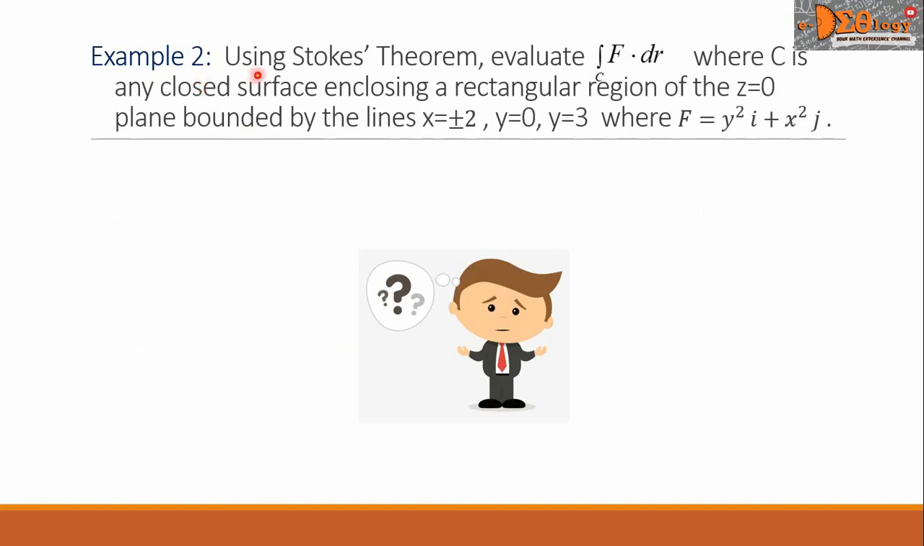Example 2, using Stokes' theorem, evaluate the line integral over C of F dot dr, where C is any closed surface enclosing a rectangular region of the z equals 0 plane, bounded by the lines x equals plus or minus 2, y equals 0, y equals 3, where vector F equals y squared i plus x squared j.